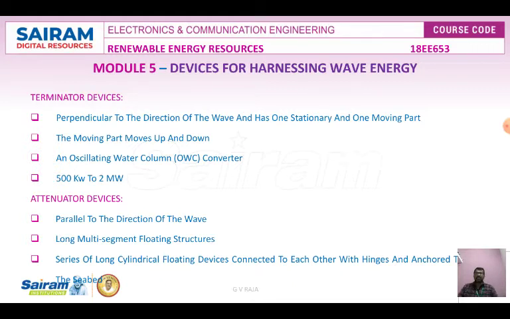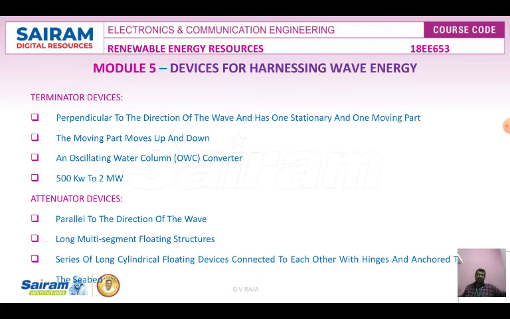The second device is the attenuated device. An attenuated device is one where the part lies parallel to the direction of the waves. The waves are coming like this, and it is parallel to the direction of the waves. It is like a bed type, and it moves like this. It is a long multi-segment floating structure, like one water bed. So whenever the water waves come, the bed also moves. It's like a ship. If you see a ship, how long it is, the structure is the same.